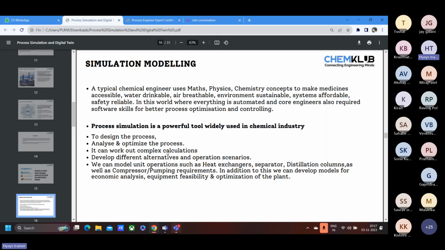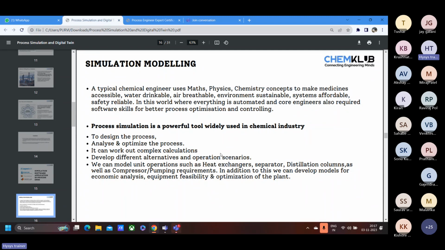For example, if they say that my steam is coming, but my steam header is facing some issue, like steam hammering is going on in the plant, you need to identify what the issue is and where it is taking place. Then you will design the whole network of the steam header and try to identify that problem. So that kind of complex calculation can also be worked out.